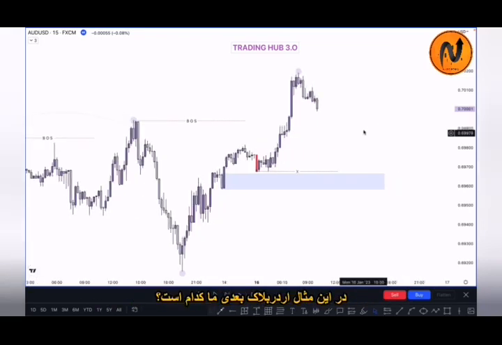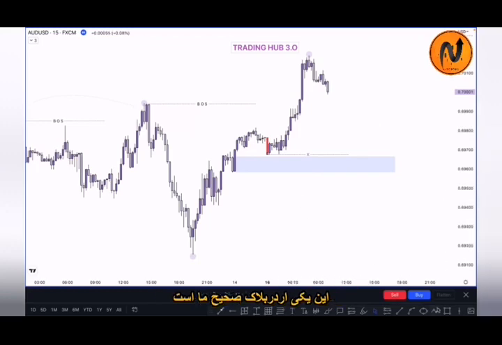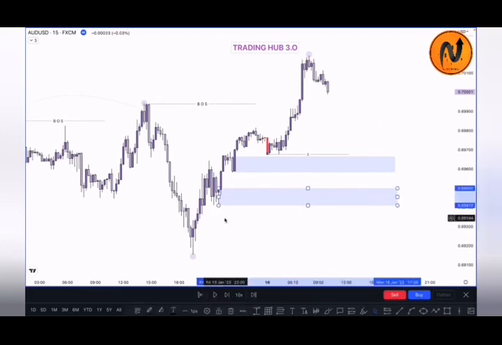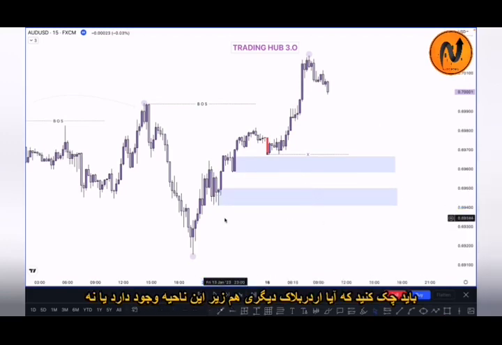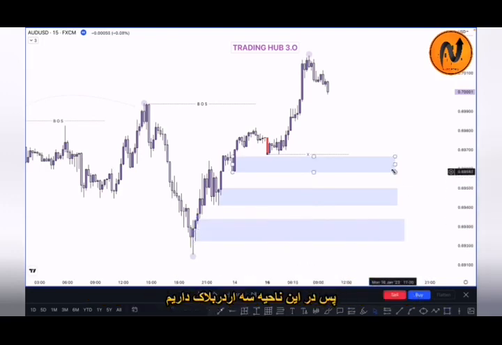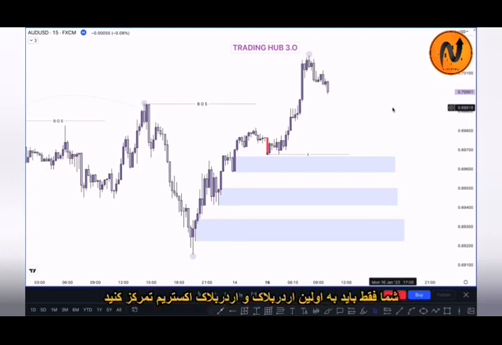So in this case, where is our next order block? Look at this one. This is our proper order block. Okay, so this one is our second order block at this point. And if there is any other order block just below it, you have to check here. Look at this one. This is our unmitigated order block. So these 3 order blocks are here and you don't need to get confused. You have to just focus on the first order block and the extreme order block. The middle order block is SMT.